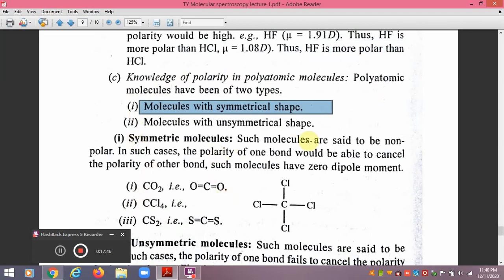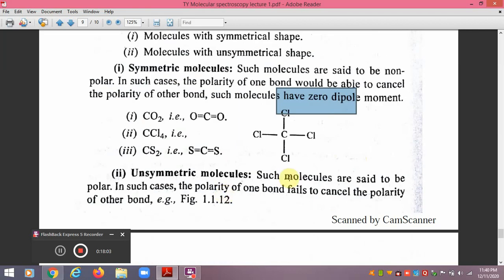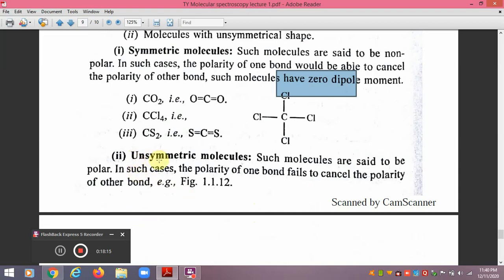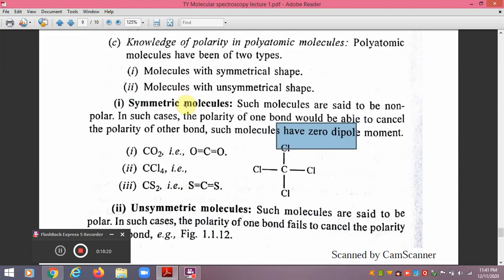So if the molecule is symmetrical, then it will be nonpolar. In this case, the polarity of one bond will be cancelled by the polarity of the other remaining bonds. So if the molecule is symmetrical, then it will have 0 dipole moment. And if the molecule is unsymmetrical, in such a case the molecule is polar, because the polarity of one bond is not able to cancel the polarity of the other remaining bonds, so it will have some value of dipole moment.